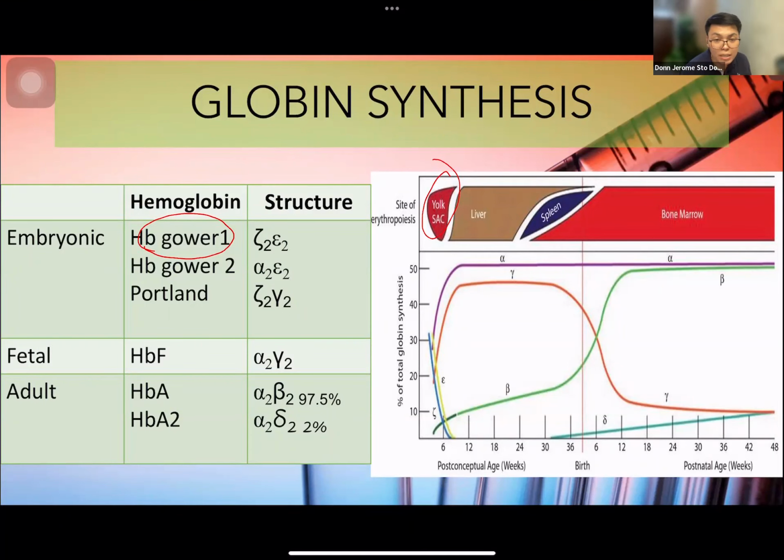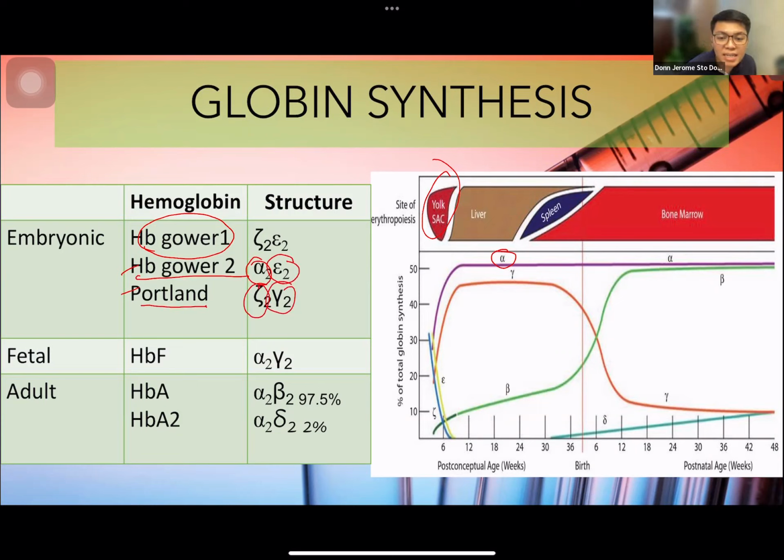Other hemoglobins that you can produce include hemoglobin Gower 2 and Portland. So you can see here, alpha chains, now you can produce it, and it will complex with your epsilon to form your hemoglobin Gower 2. And lastly, your Portland is made up of your zeta and your gamma chains.